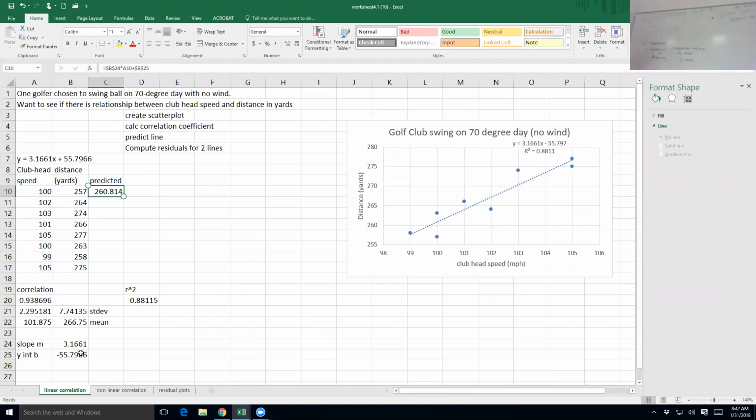So I'm going to copy that down. This is my predicted. Then I'm going to figure out my residuals. The residual, as I said, is the observed minus the expected. So I'm going to take my observed. I observed when I swung at 100 miles an hour, it went 257 yards. I'm going to subtract off my predicted, or my expected. It went 260, so my prediction was off 3.8 yards.